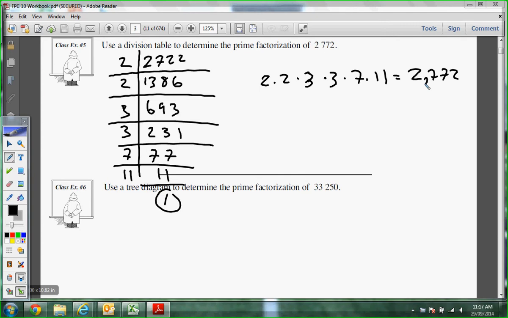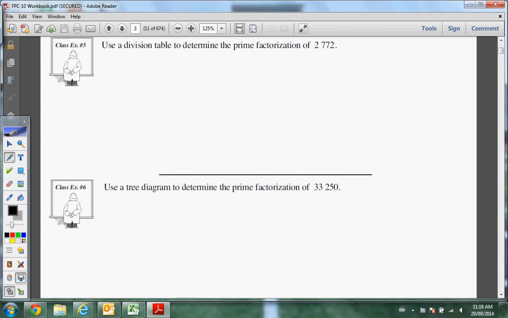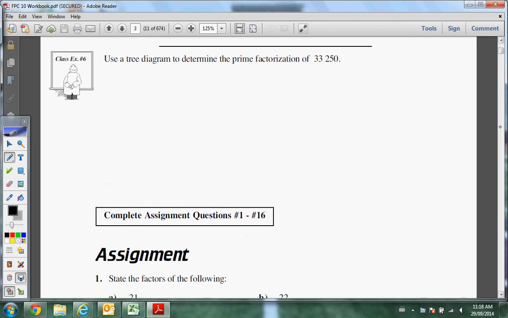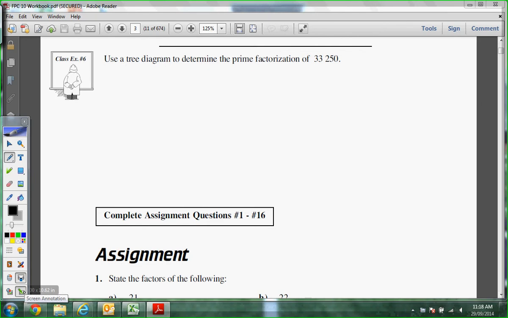All right, in our last example, we're going to try a tree diagram. Okay, use a tree diagram to determine the prime factorization of 33,250. All right, so I'll try to draw up top here so I have some room. So it's what you break it down to. So for example, I'm breaking this down to 3325 times 10, and you can break it down any way you want. So you don't have to use 10. You could have used 50 if you wanted. Okay, but I went with 10. The 10 breaks down to 5 and 2, and those are prime factors. So we're just going to leave those there. Those are the ends of the limbs.